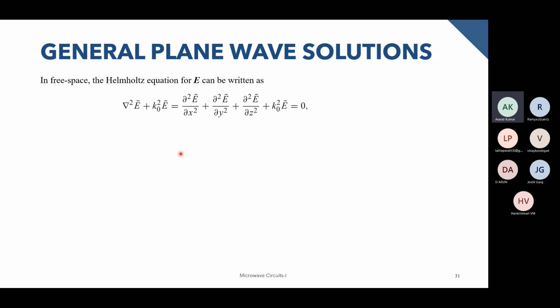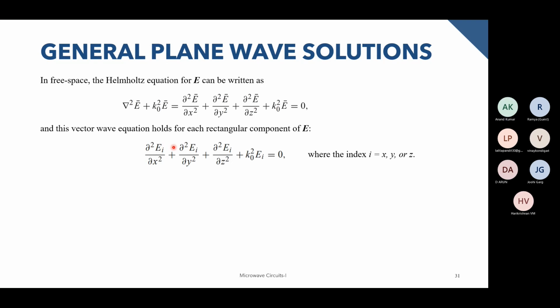Sorry about that. So we can expand this del in terms of derivatives like this. So it equals 0, where this k naught is the wave number. Now, this particular wave equation holds for all the three electric field components, which are Ex, Ey, and Ez.